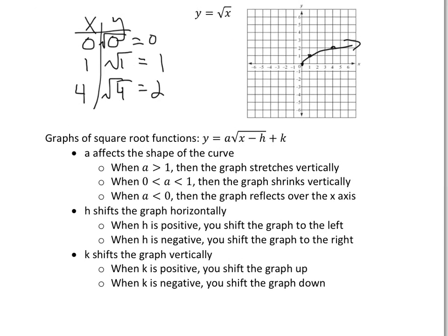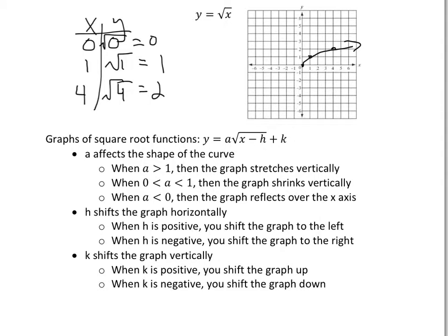So down here, I'm going to show you how we're going to manipulate this y equals square root of x graph. 3 things are going to happen. First is this a. You can multiply the whole square root function by a coefficient, and you multiply by a. What that a does is it affects the shape of the graph.